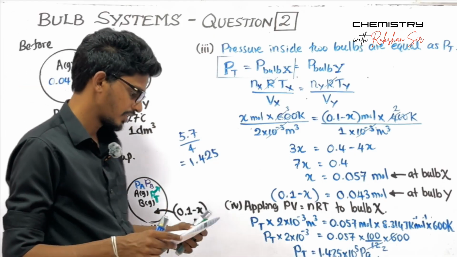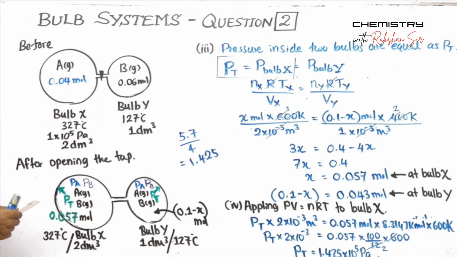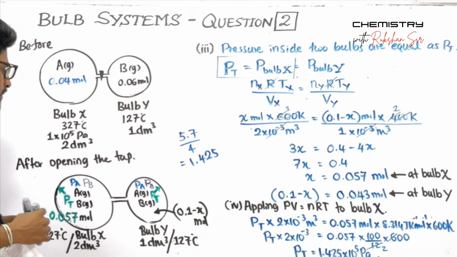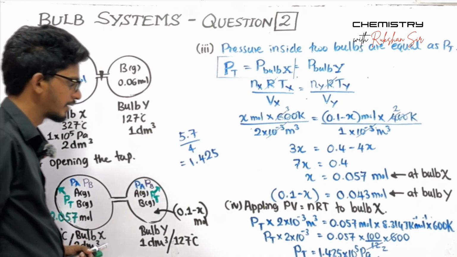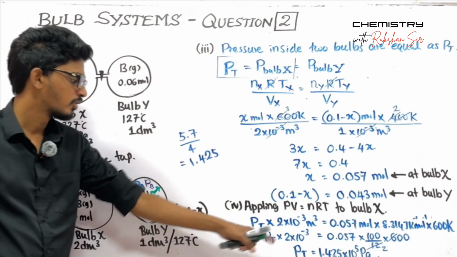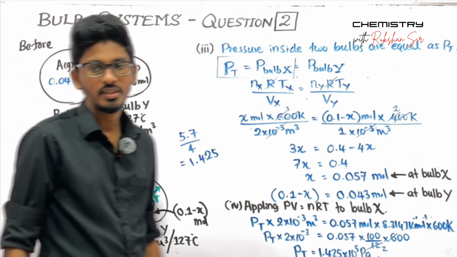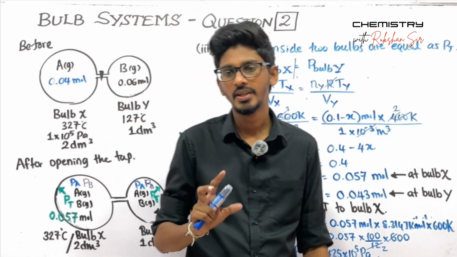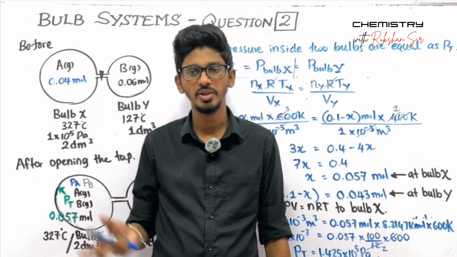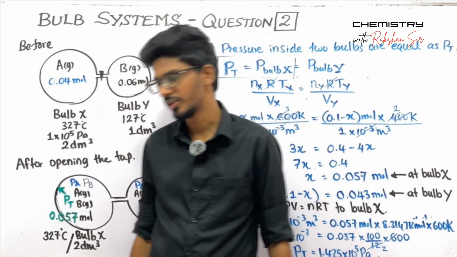The partial pressures of A gas and B gas in this system. That is the next question. So I'll add them here. To calculate the partial pressures, if you know the P total, we can compute them using Dalton's law. It says the partial pressure is equal to the mole fraction into P total. So then what is the mole fraction?